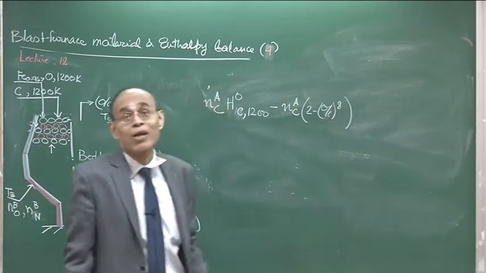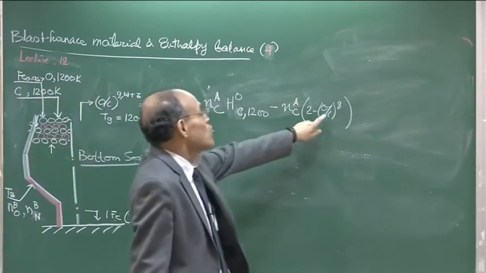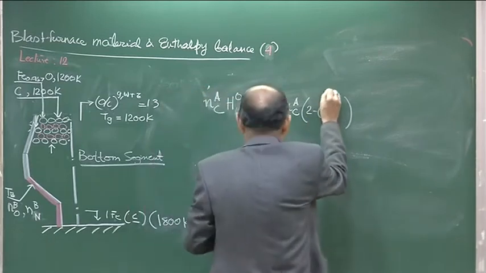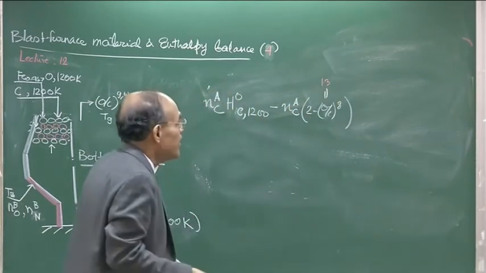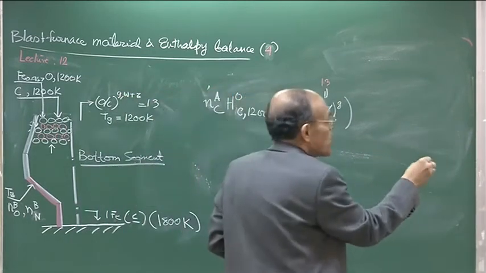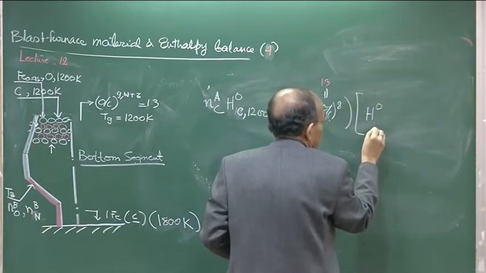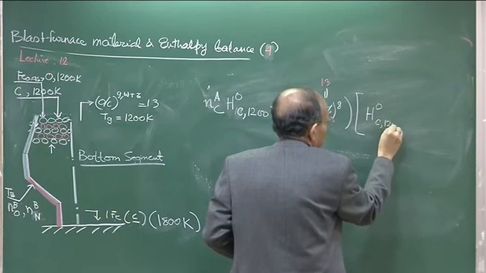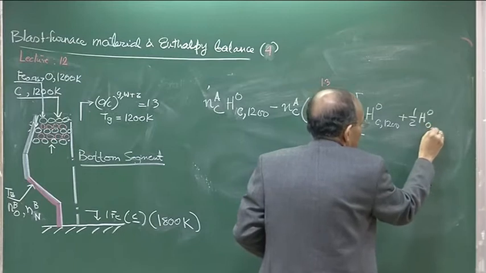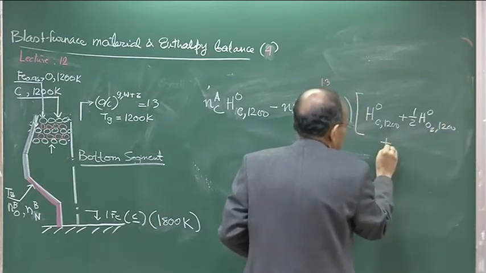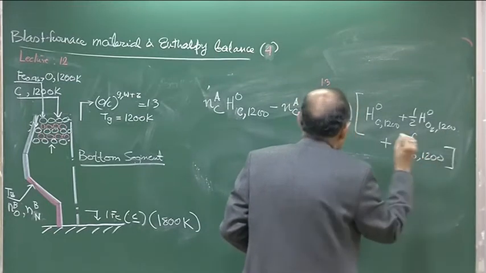This I have shown from thermodynamic consideration, or equilibrium consideration, that O by C gas extract reduction zone is equal to 1.3. That is what we have seen. We will substitute at a later stage. And then we have, this is for carbon monoxide. So, H naught C 1200 plus half H naught oxygen 1200 plus heat of formation CO 1200. That is what it is.